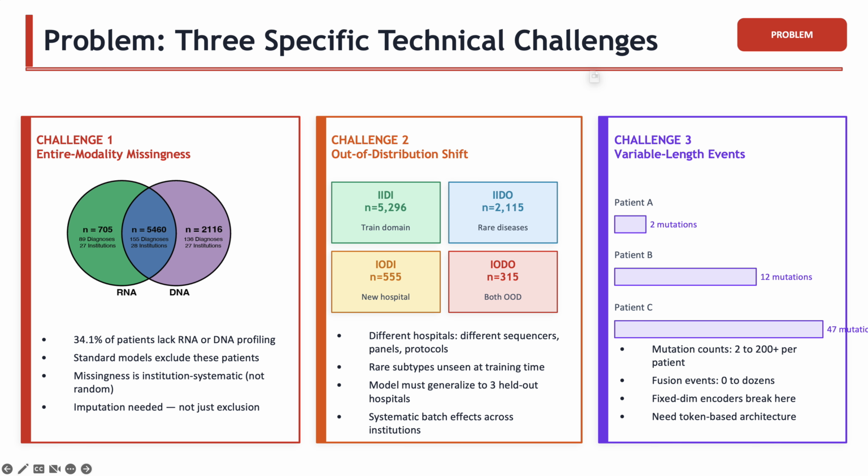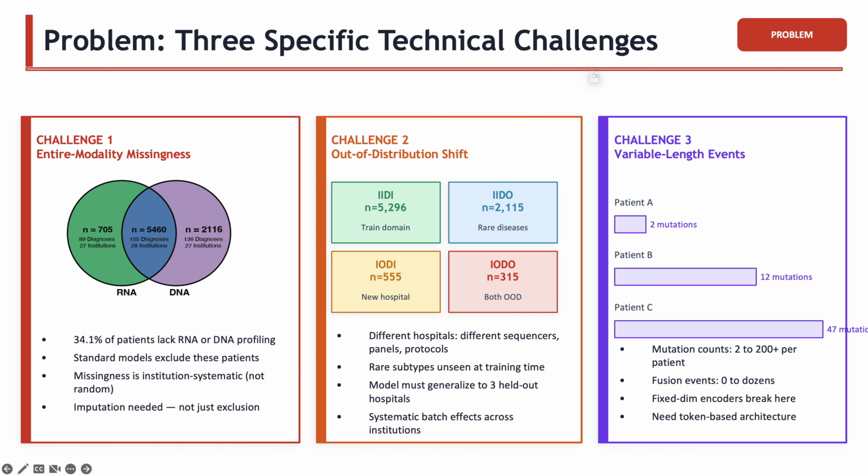As you can see from the Venn diagram, and this is real data from their cohort, 34% of patients are missing either their RNA or their DNA profiling. Only 65.9% have both. So more than a third of your patients just vanish from a standard multi-omic model because they are excluded. That's not a small data quality issue. That's a fundamental problem with how clinical genomics works in practice. Sequencing is expensive and not everyone gets the full panel.